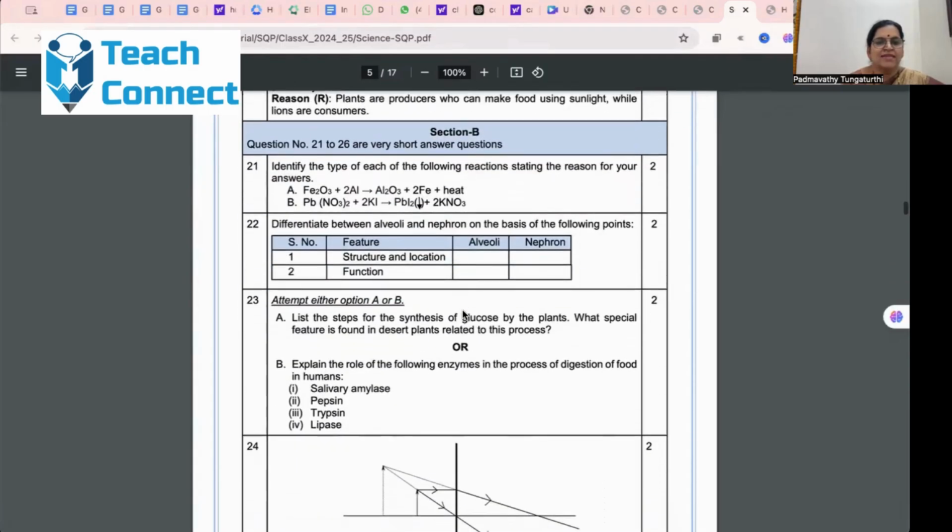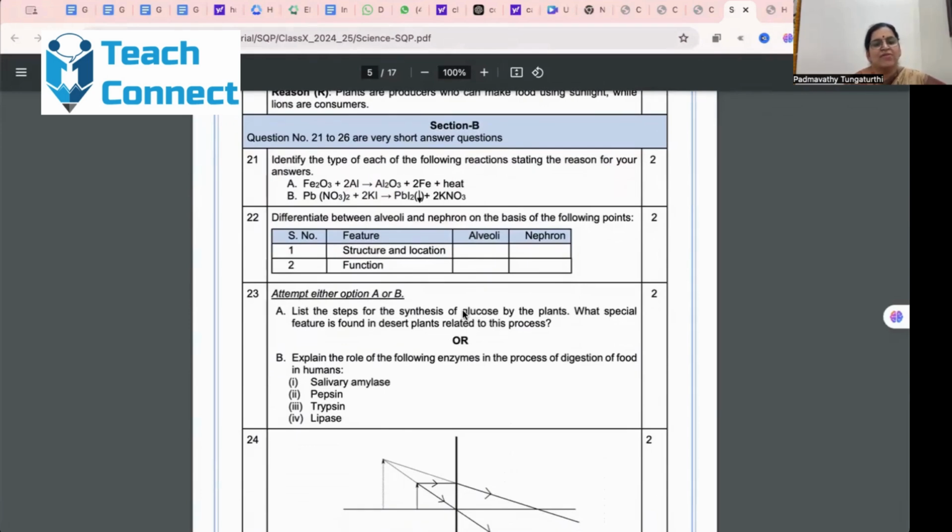Now we can see that section B, there are questions from question number 21 to 26, and they are very short answer questions. We have to identify the type of each of the following reactions, stating the reason for your answers. This point: iron oxide plus aluminium giving rise to aluminium oxide plus iron plus heat. There are many different ways of looking at it. This question has a skill of asking what is your perspective? How are you seeing the reaction?